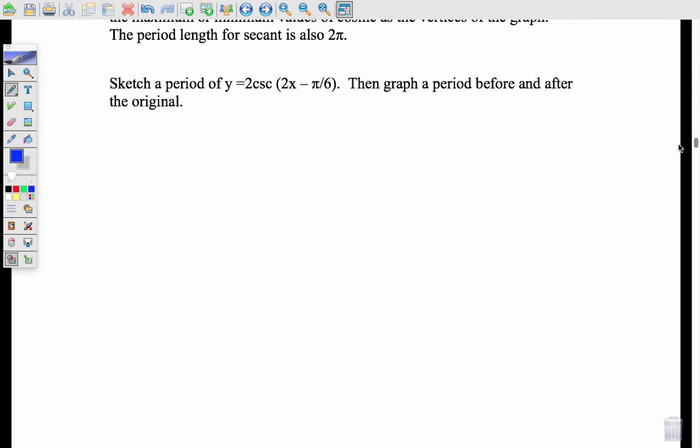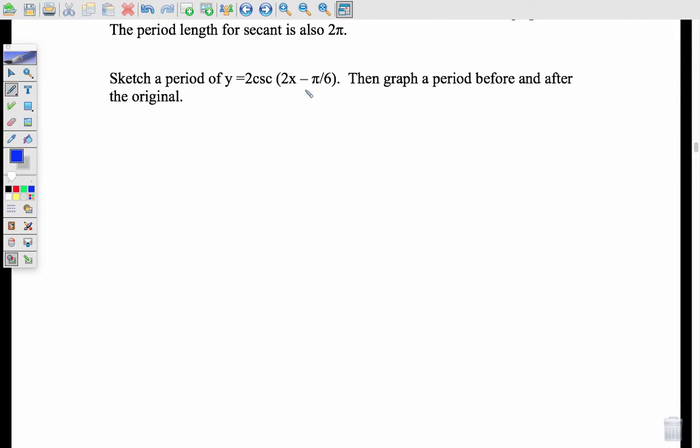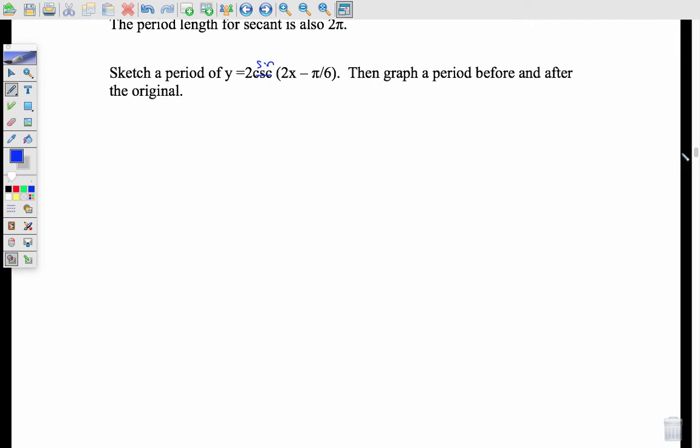Our first one says to sketch a period of y equals 2 cosecant of 2x minus pi over 6. Then we'll graph a period before and after the original. So if we're graphing cosecant, we're essentially going to start out by graphing sine. And to graph sine by hand, we're going to find our first three critical points.